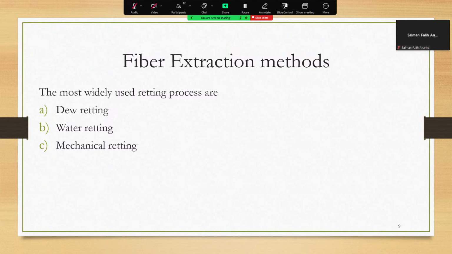This is very important when using the dew or water retting process. The retting time must be carefully evaluated because excessive retting can cause difficulties for the separation of individual fibers or may weaken the fiber strength.